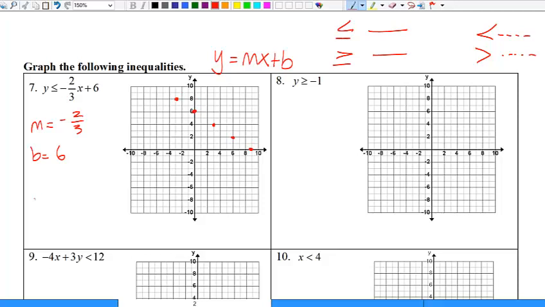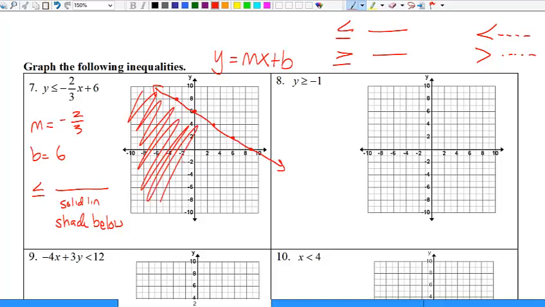Now, because we have or equal to, it's a solid line. Also, because it's less than, that tells me I'm going to shade below. So I'm going to go ahead and draw my solid line, and then shade to the side below the line. If you have a hard time deciding which side is below, pick any point on the line and put an arrow straight down. That is the below side. If you were trying to shade above, again, pick any point on the line and draw a straight up arrow, and that will be the up side. Okay, so just in case that's hard for you.